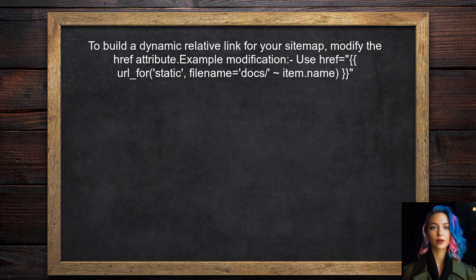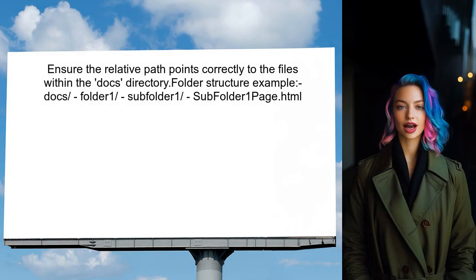breeze. To build a dynamic relative link for your sitemap, the user should modify the href attribute in their Jinja 2 template. Instead of hard-coding the path, they can use a relative path that reflects the folder structure. Next, the user should ensure that the relative path correctly points to the files within the docs directory. This way, when generating links for subfolders and files, they will reference the correct structure.